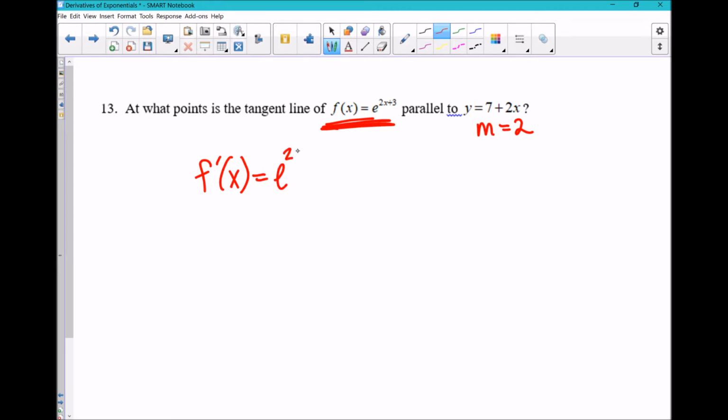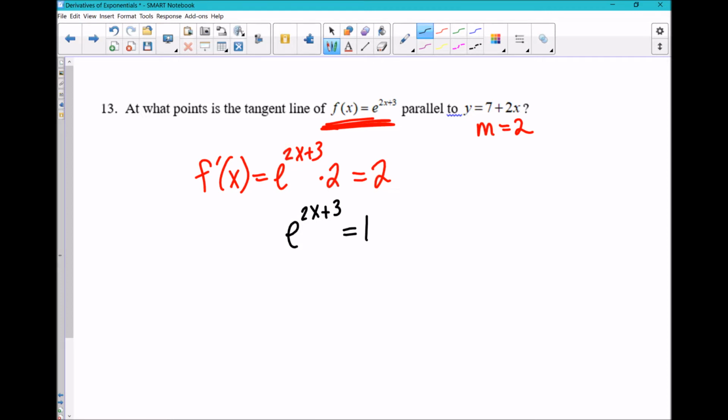So, I'm going to keep its own derivative. Remember, it's just the same. And then times the derivative of 2x plus 3, which is just 2. Now, this is great, but I'm looking for the value of x that will give me a slope of 2. So let's set this equal to 2. Dividing both sides by 2 will leave me with e to the 2x plus 3 equals 1.